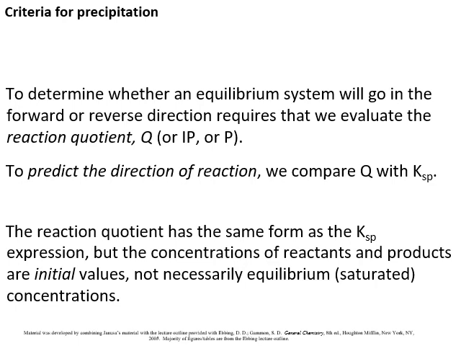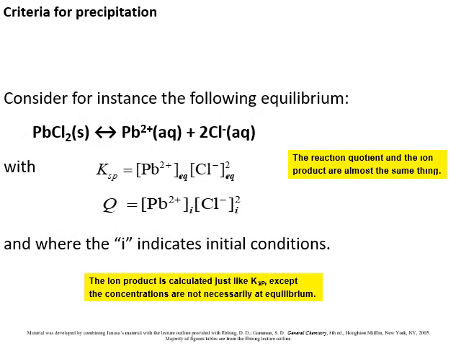So let's go to the next slide. If we have this equilibrium, PbCl2 gives Pb2+ plus 2Cl-, then the K expression would be the concentration of Pb2+ times the concentration of Cl- squared. And so the Q expression is the same, except that we cannot now set that equal to the Ksp. All we're doing here is finding out what the Q would be, but it's not at equilibrium. Next slide.